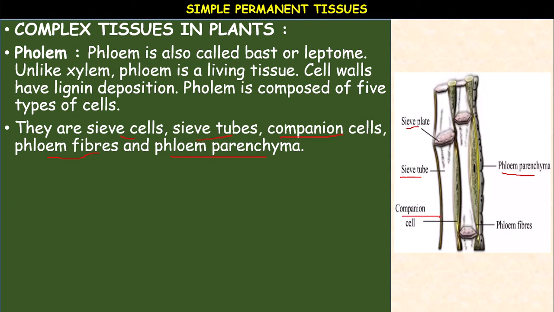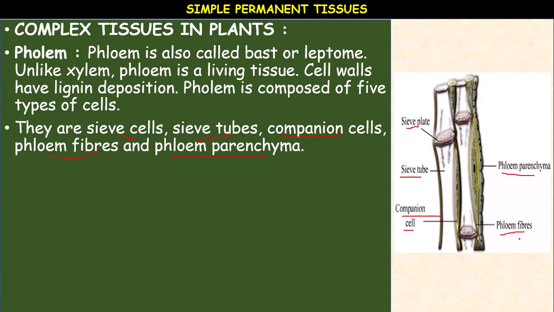The companion cells, next. What are companion cells? These are thin walled living cells on the sides of the sieve tubes. Next, phloem parenchyma. It is made of parenchymatous cells which store food, resins, latex, etc. And phloem fibers, also called bast fibers, are the mainly supportive part of the phloem.